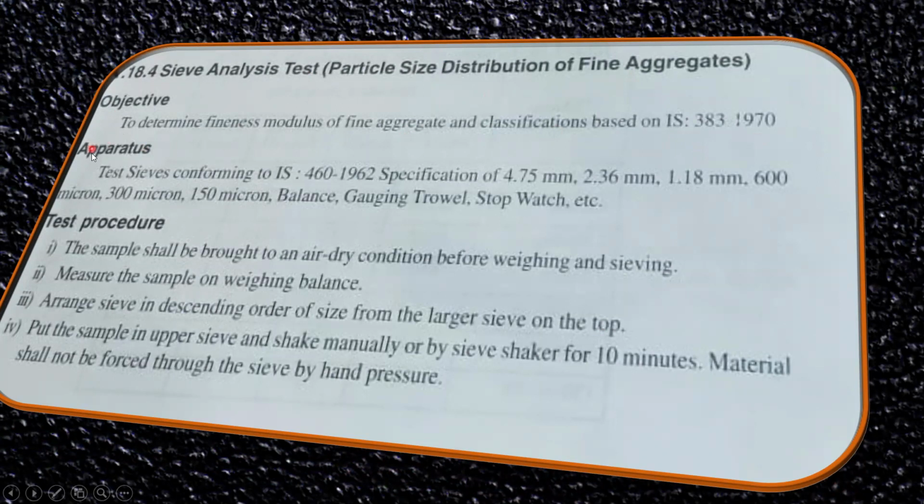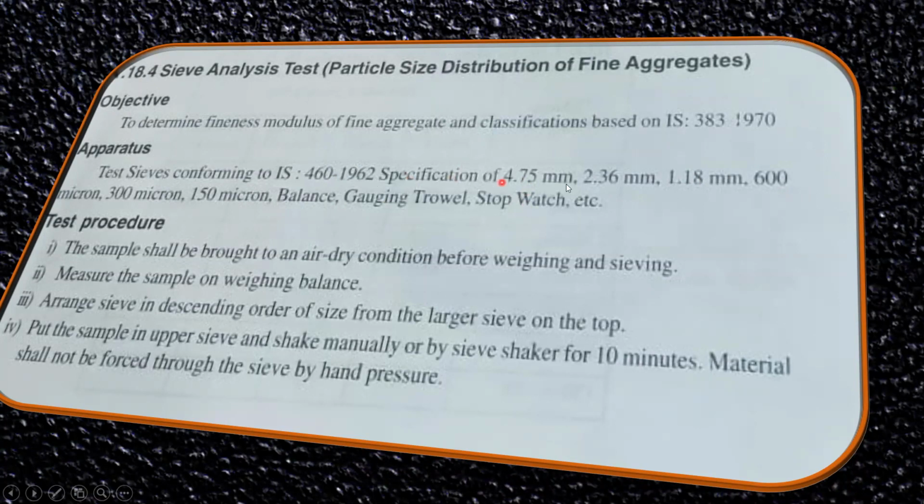IS 383-1970. What all apparatus is required for us? We require the test sieves conforming to Indian standard IS 460-1962 specification. Then since we are doing it for the fine aggregate, we require 4.75 mm, 2.36 mm sieve, 1.18, 600 micron, 300, 150. You require a weighing balance, a gauging trowel, a stopwatch, and etc.